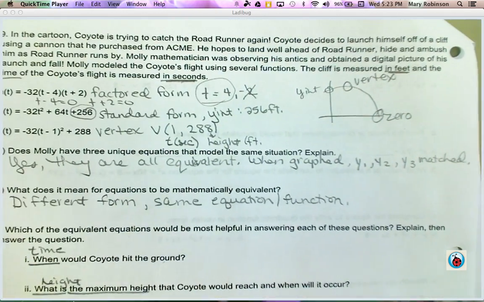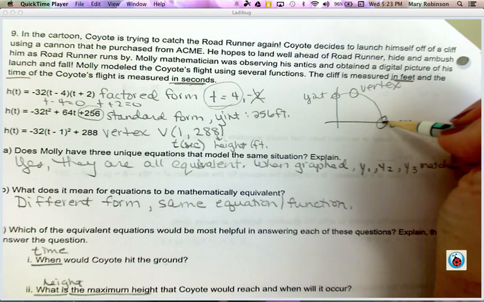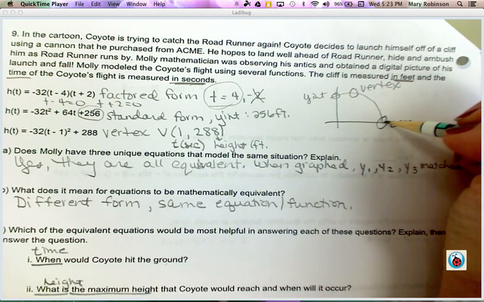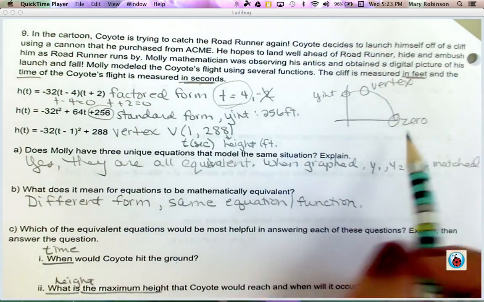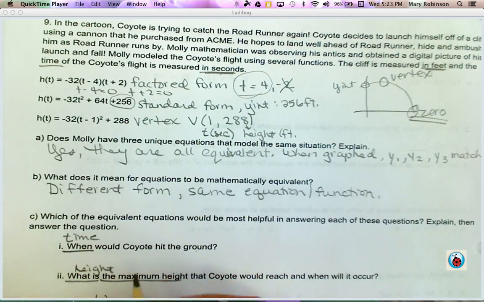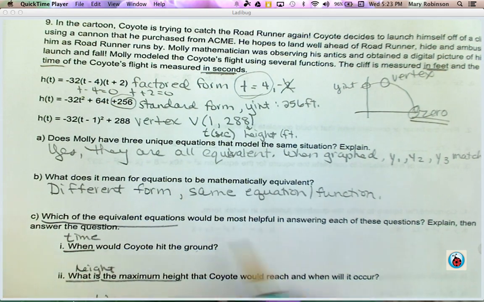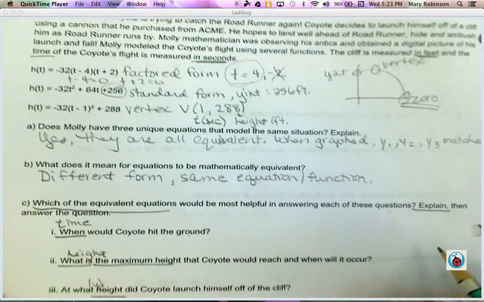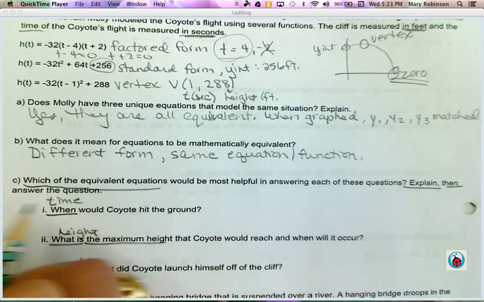So when does he hit the ground? Well, he hits the ground right here, but that's when we want our zeros. So we want the form that shows us our zeros, which is factored form. To answer this, I want you to be really clear on the question. It says, which equation is most helpful? Explain why it is, then answer the question.